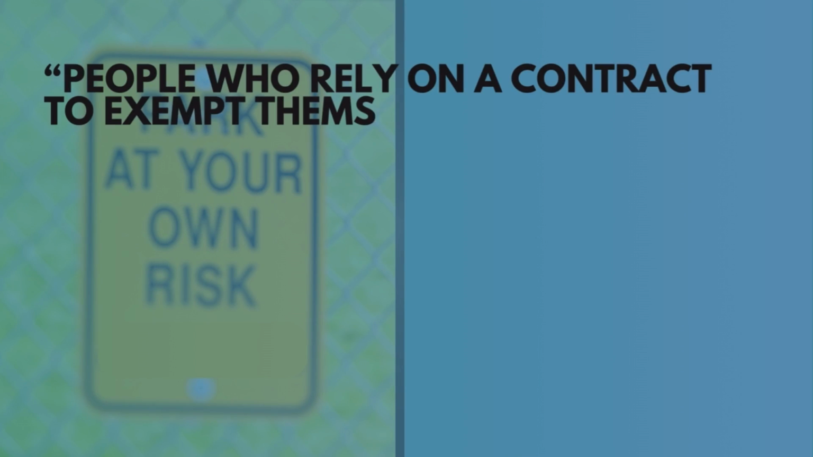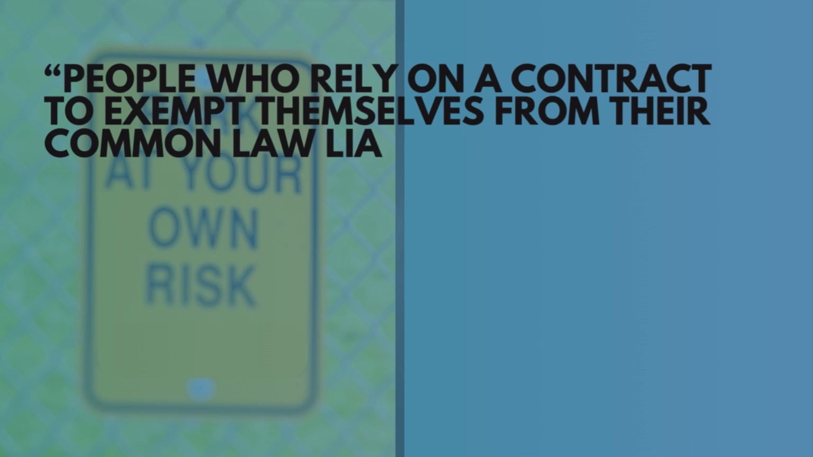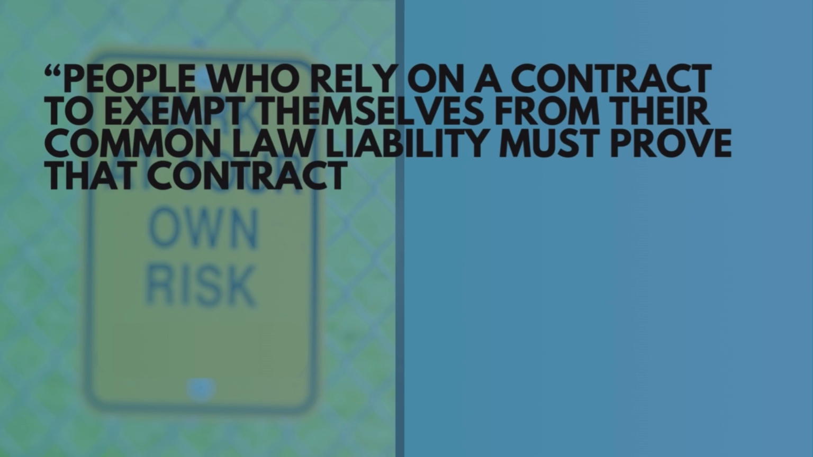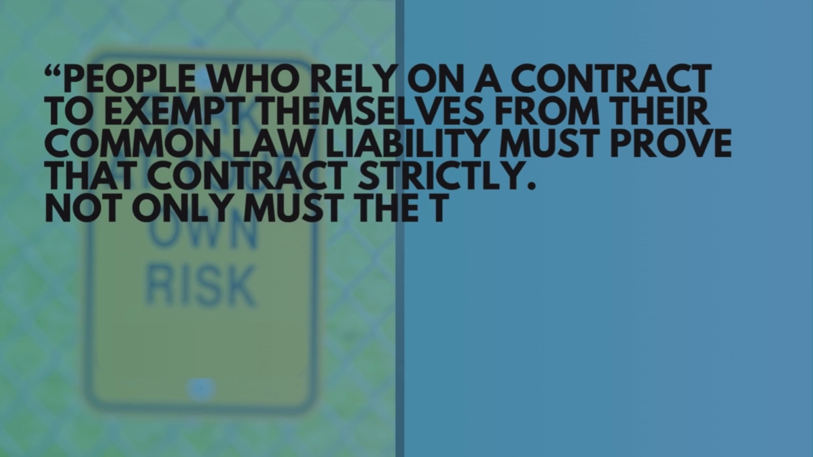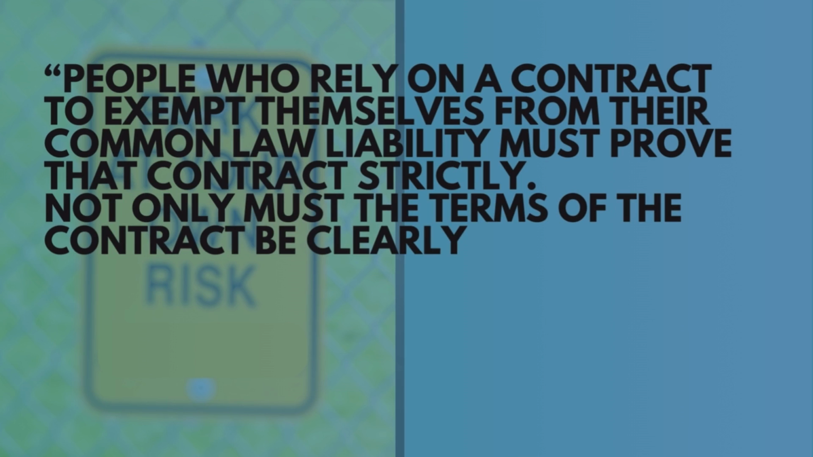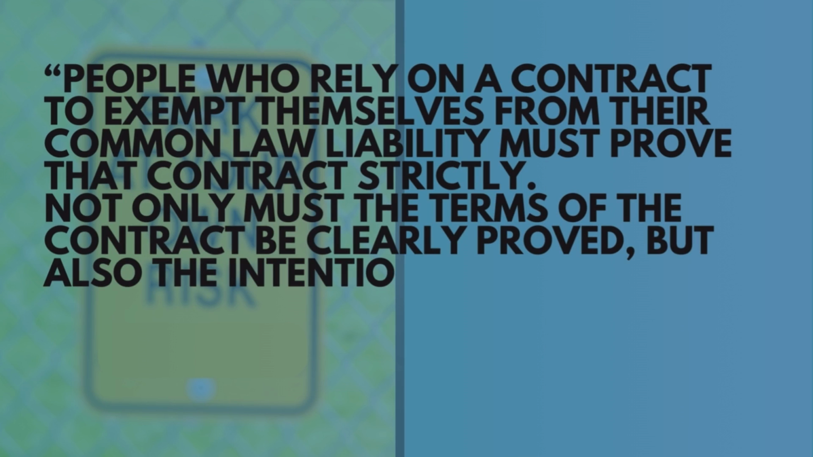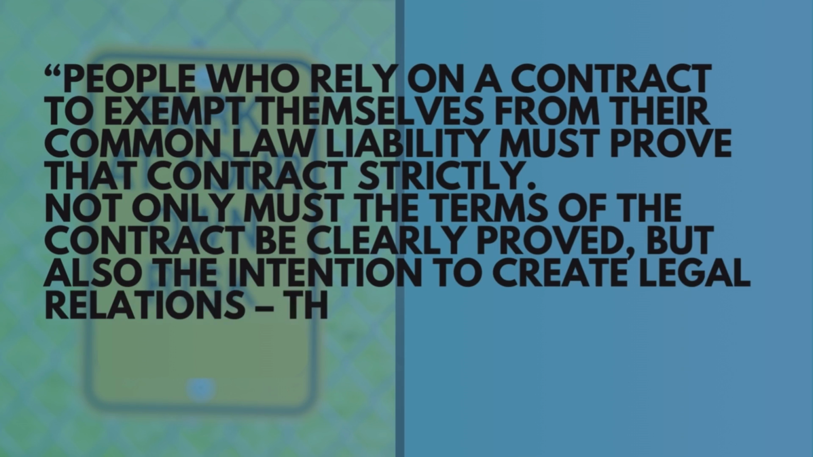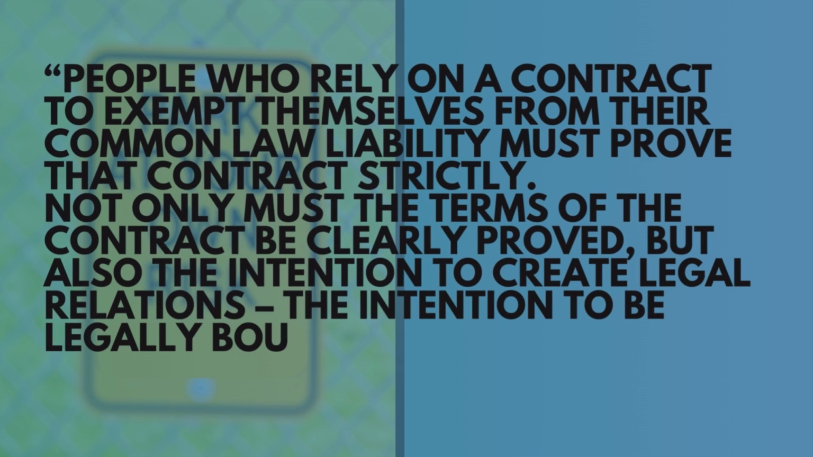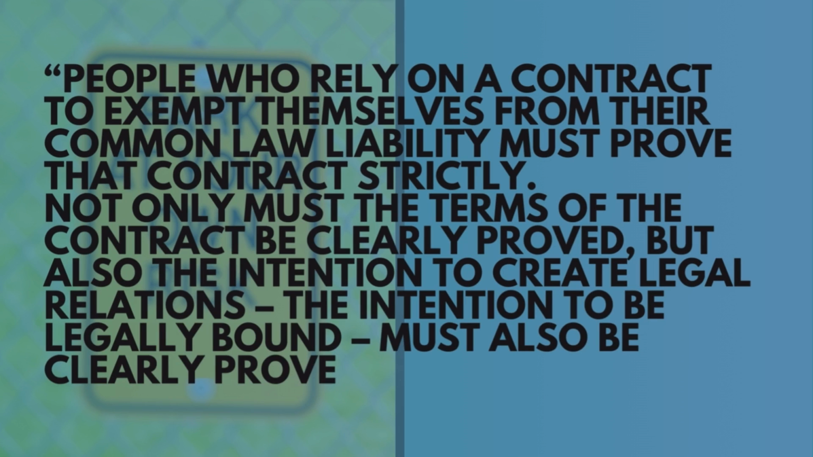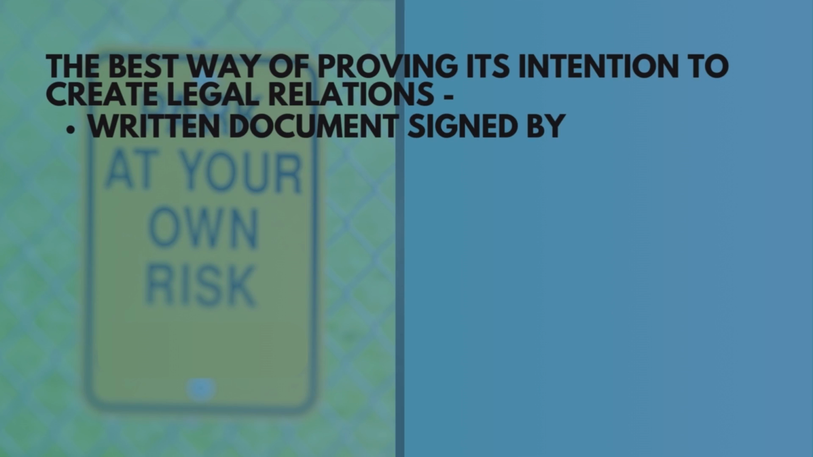The courts held that people who rely on a contract to exempt themselves from their common law liability must prove that contract strictly. Not only must the terms of the contract be clearly proved, but also the intention to create legal relations, the intention to be legally bound, must also be clearly proved. The courts went on to say that the best way to prove intention to create legal relations is by a written document signed by the party to be bound.